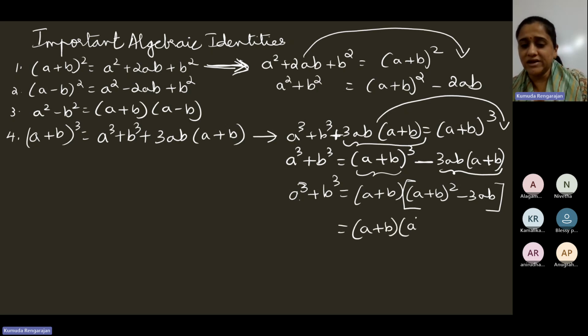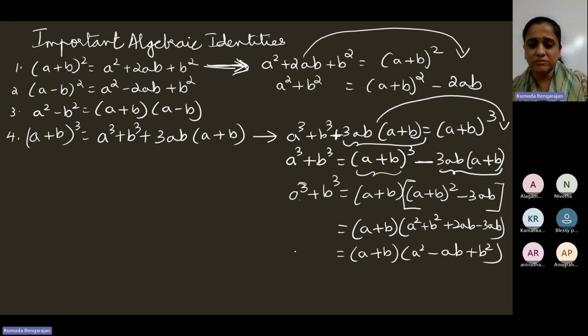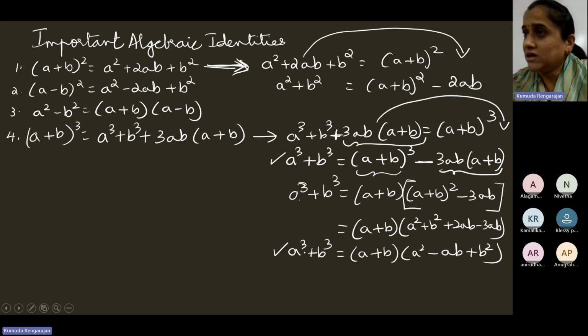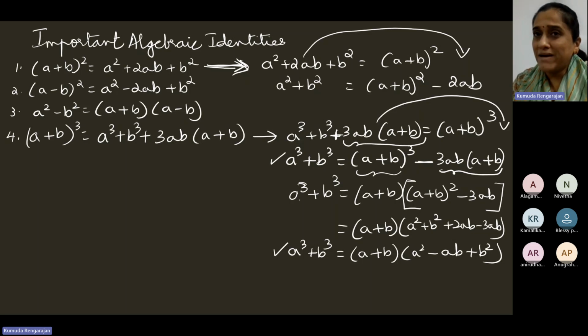(a plus b), and when you expand this, a square plus b square plus 2ab minus 3ab. On simplifying the second bracket, we get a square minus ab plus b square. So you can just remember this one. a cube plus b cube is equal to (a plus b) the whole cubed minus 3ab into (a plus b) is one way of writing. a cube plus b cube is also (a plus b) into (a square minus ab plus b square).